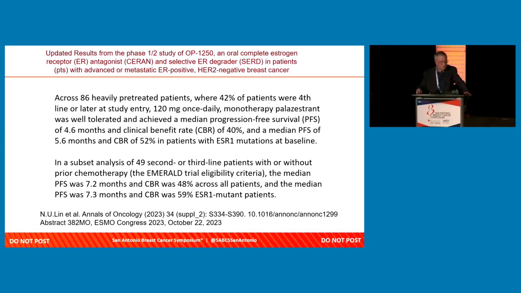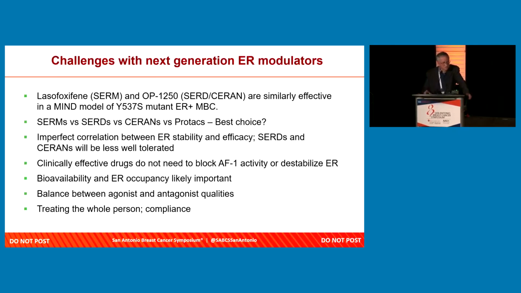One of the criteria for being in these trials is having at least one or more mutations in the estrogen receptor. Okay, so where are we? Lasofoxifene and OP-1250 are similarly effective in a mice model of Y537S mutant ER metastatic breast cancer. There are other ways to target the receptor. We have SERMs and PROTACs. There are probably others as well.